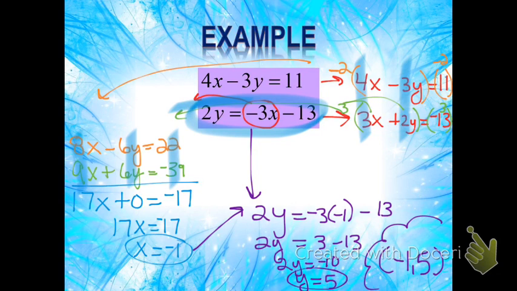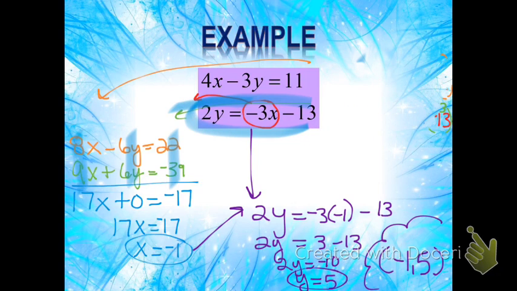I'm going to erase some of my work here so that I can do a check. I didn't leave myself very much space to write, so I'm going to erase over here. I'm just going to go back to that original problem and plug in my answer to make sure I get a true statement. So 4 times negative 1 minus 3 times negative 5 equals 11. And that works out.